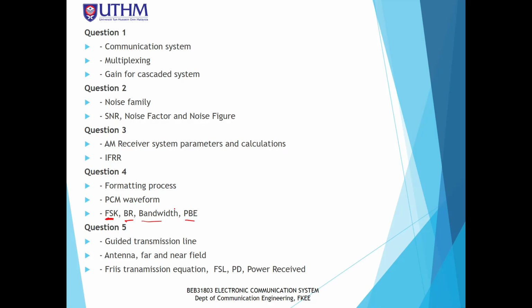Okay. And then question 5, ada guided transmission line, theoretical concept. And then we have the antenna calculations about far field and near field regions calculation. And finally the Friss transmission equation. Ada kira FSL, power density and also the receive power. Ini macam kita buat tadilah. So kita tadi dah buat yang ini. Kita dah belajar banyak berkenaan dengan Friss.